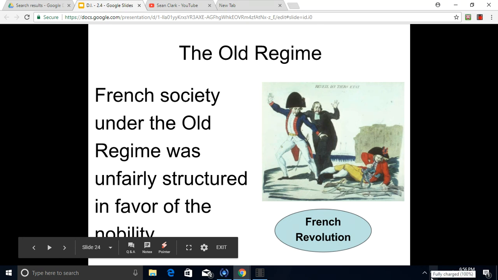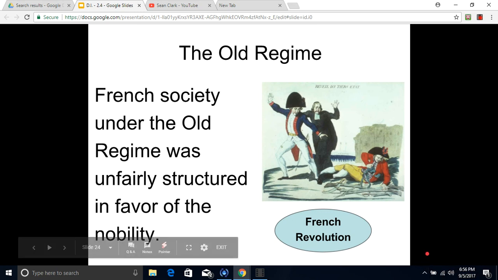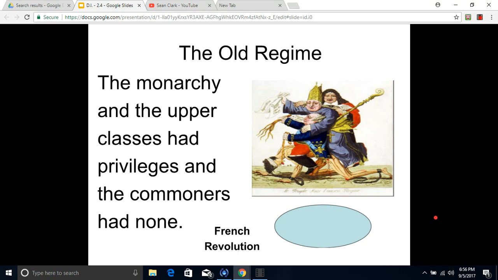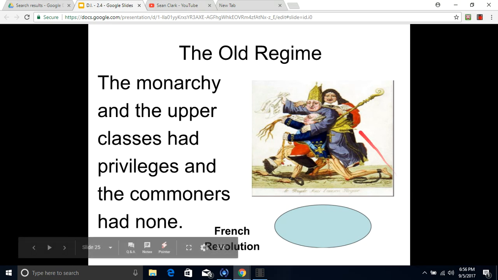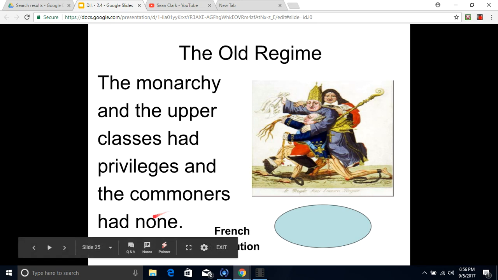French society under the old regime was structured unfairly in favor of the nobility, that is, the first and second estates. Next slide. The monarchy and the upper classes had privileges and the commoners had none. Again, this visual is great. You've got the king and the nobility here, and you've got the church exploiting the third estate, which is carrying the burden here. Next slide.